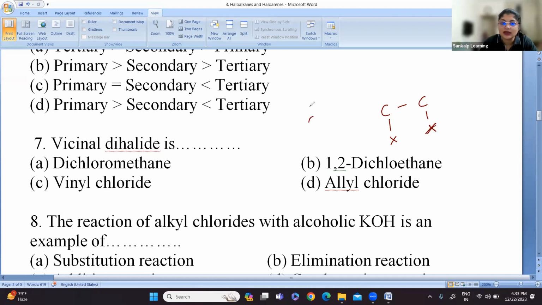Suppose the halogen atoms are attached to the same carbon atom, then they are called as what? Do you know that? If on the same carbon atom two halogen atoms are attached, X represents your halogen, don't get confused, I can take it as Cl and Cl. So if two halogen atoms are attached to the same carbon, what are they called as? Can anybody answer?